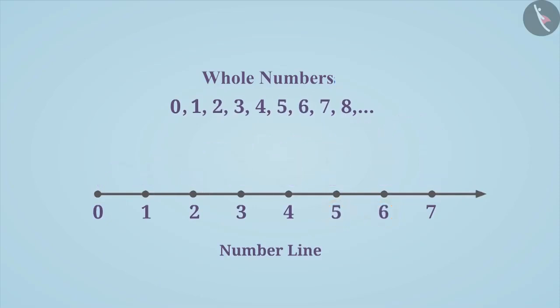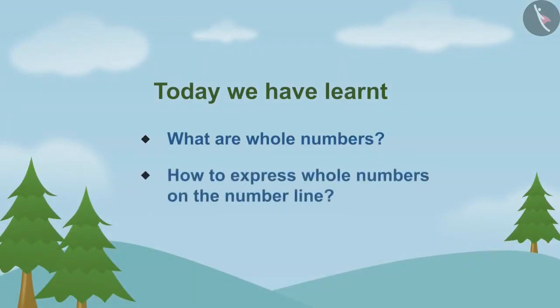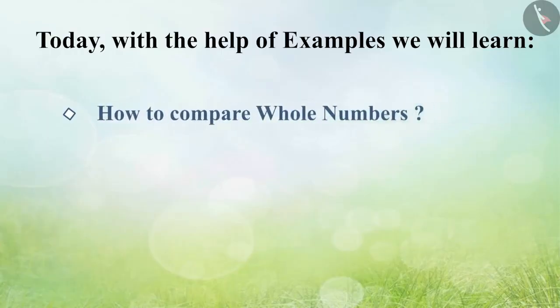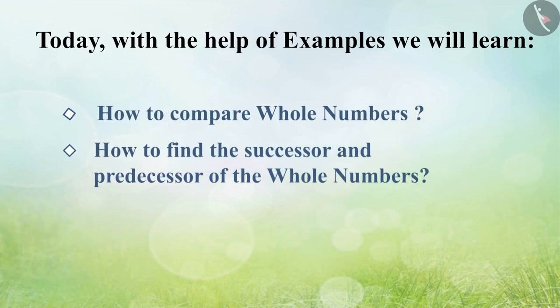Draw a straight line to make the number line of whole numbers and mark points on it at equal intervals. By giving names such as 0, 1, 2, 3, etc. to the points, we can create the number line for the whole numbers. Today we have learned what are whole numbers and how to express them on the number line. In the next video, we will see some examples and how to find their successor and predecessor.